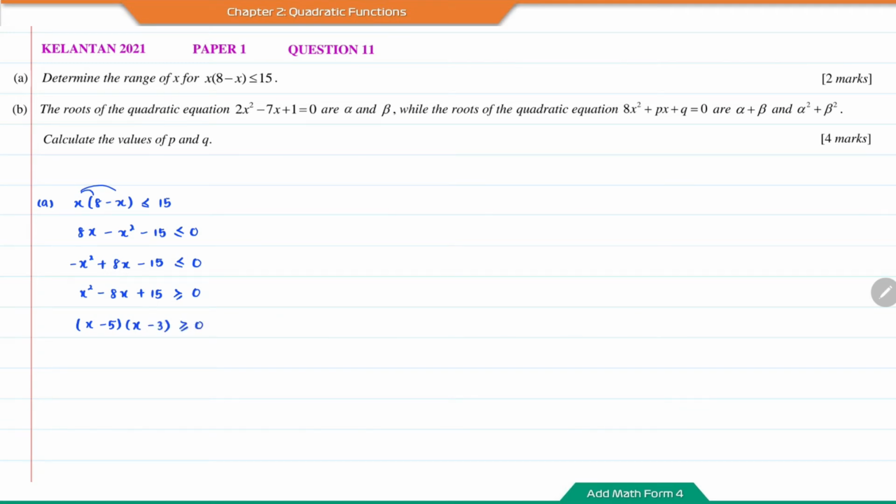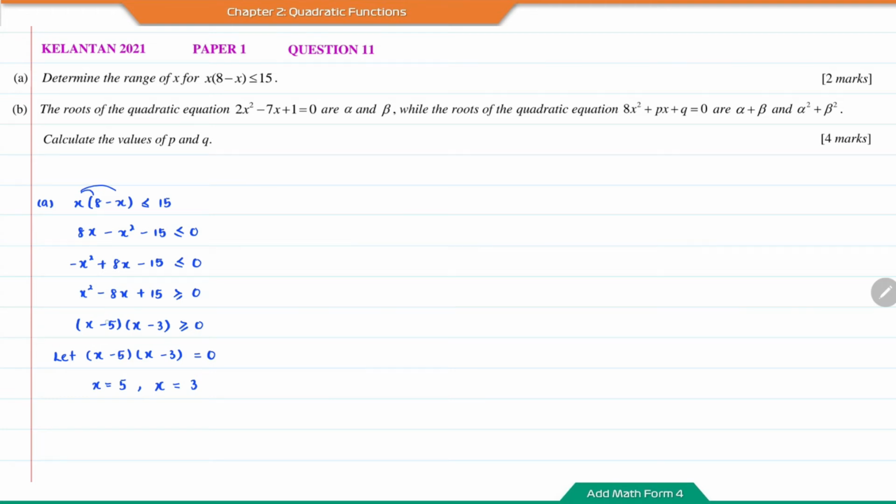greater than or equal to 0. So from this part here, when we let the x minus 5 and the x minus 3 here equal to 0, you are able to find the roots. So x is equal to 5, another one is x equal to 3. So we're going to solve this using the graph sketching method.